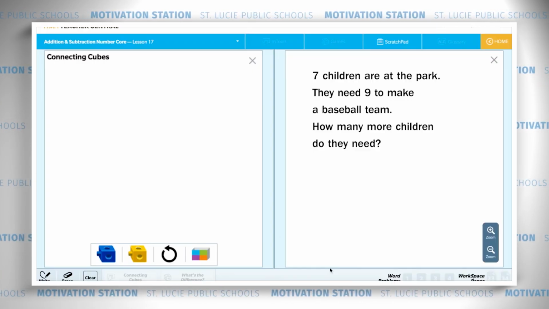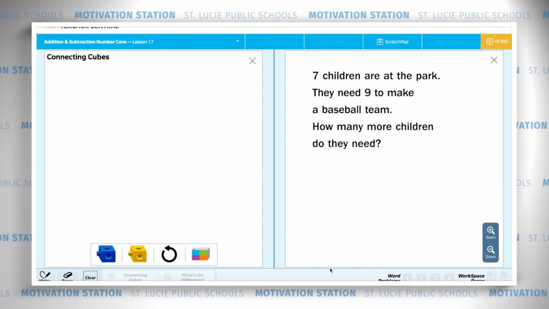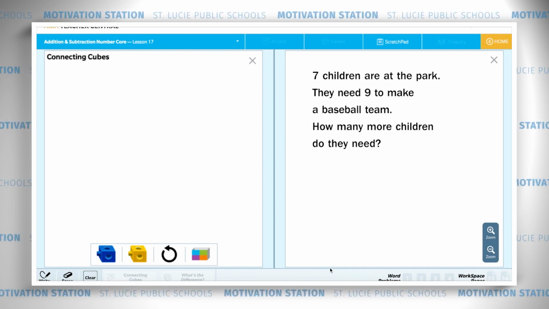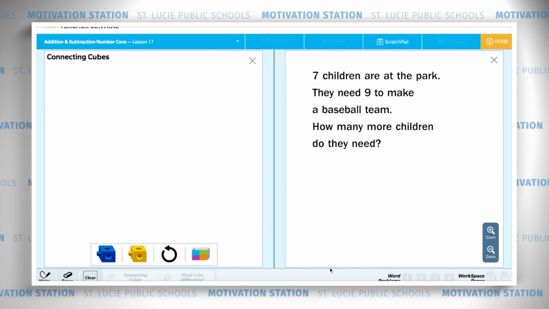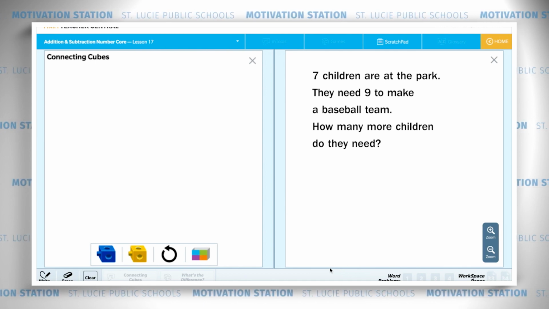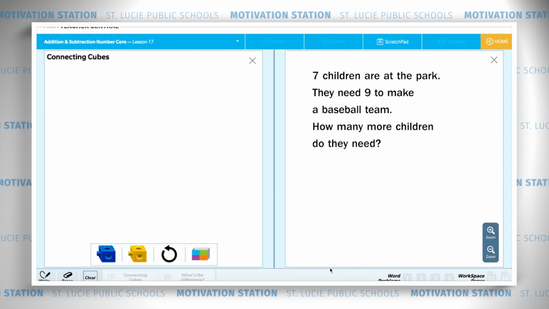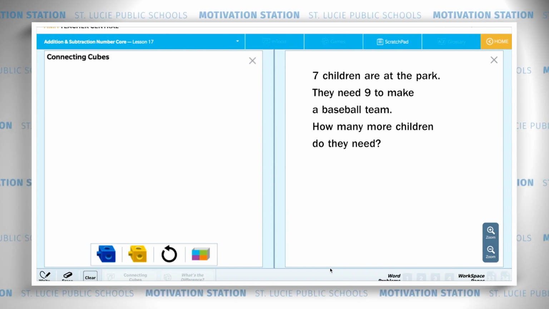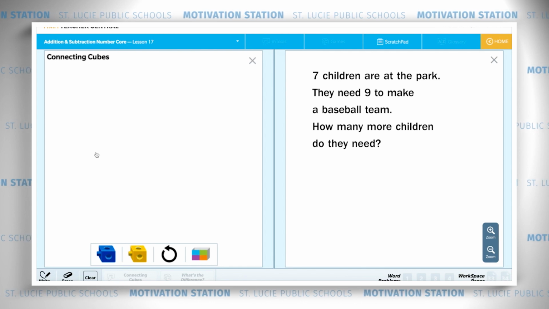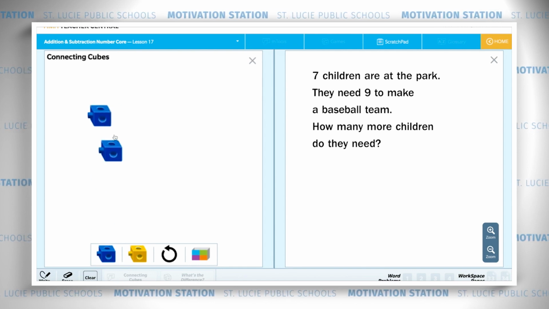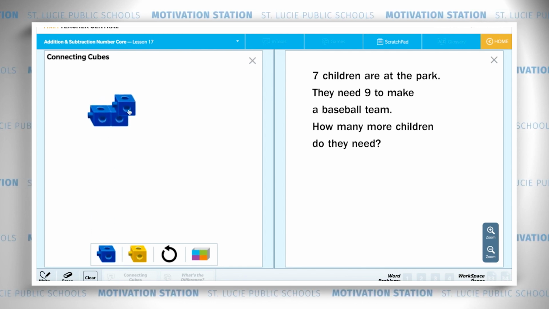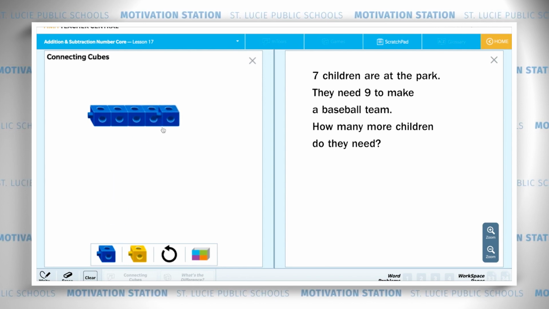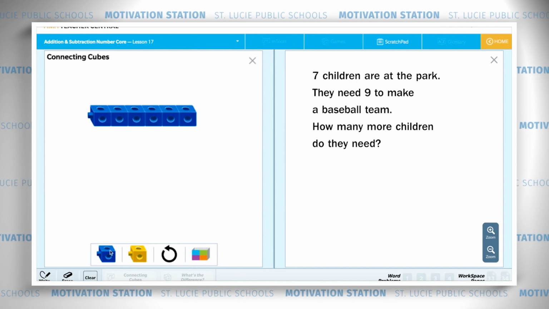Addend problem using our M tools. Let's read the problem. 7 children are at the park. They need 9 to make a baseball team. How many more children do they need? Okay, so first I'm going to make a train of 7 cubes to show the number of children at the park. 1, 2, 3, 4, 5, 6, 7.